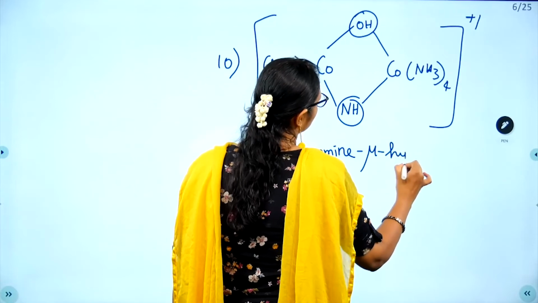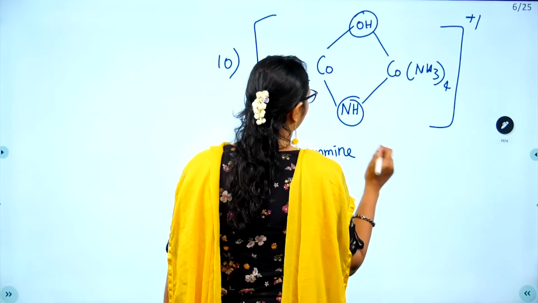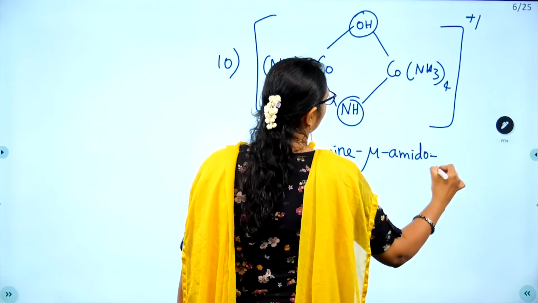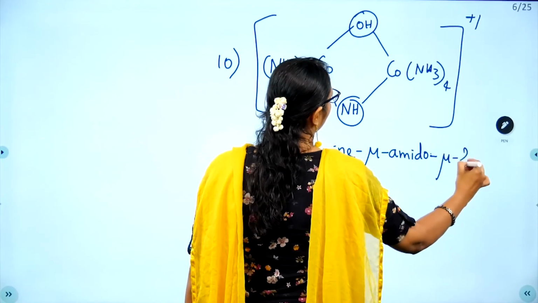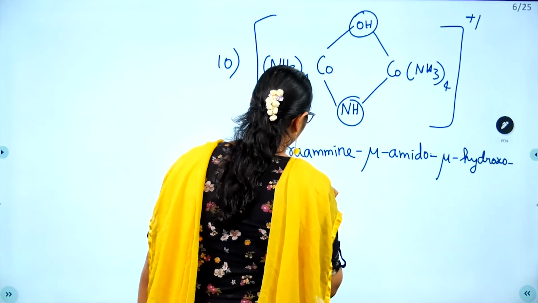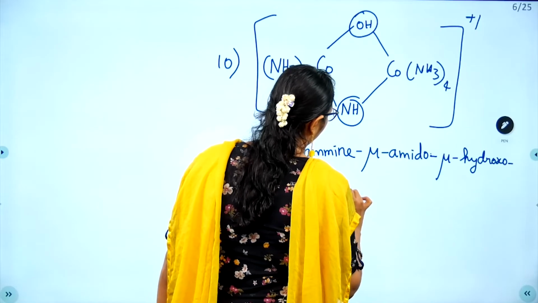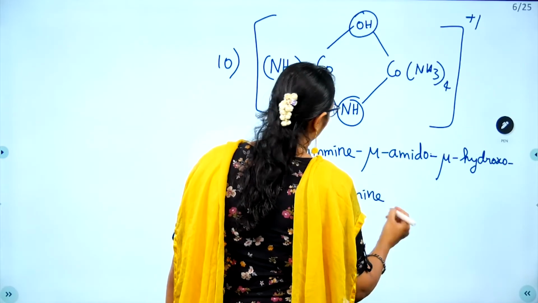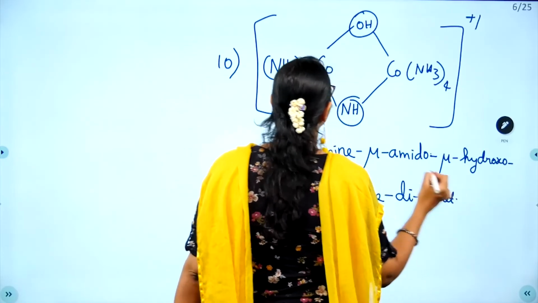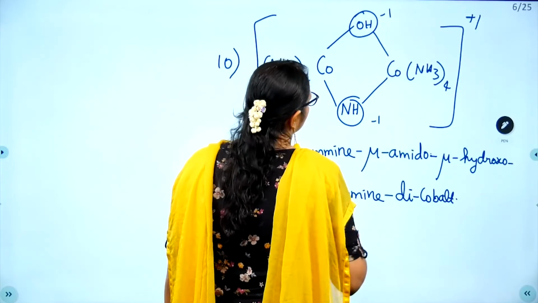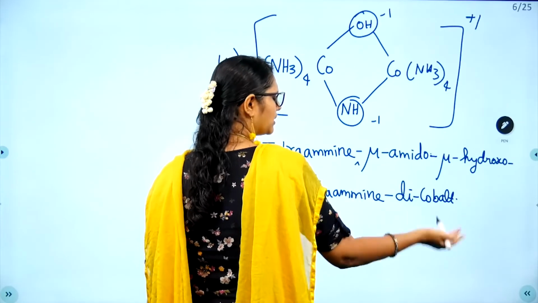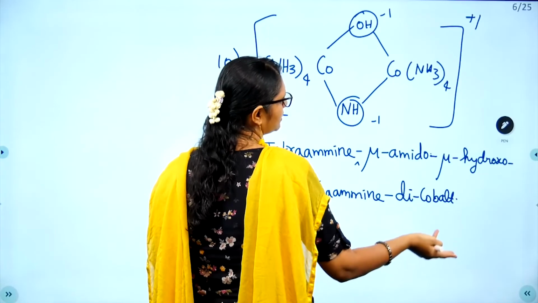mu-hydroxo, okay, we can go by the alphabetical order. Mu-amido, mu-hydroxo, tetraamine, dicobalt. Now we have to find out the oxidation state. This is -1. You can even use the cobalt here, or at the end, because it is the same only, no? So you can even write dicobalt, nothing wrong with it.